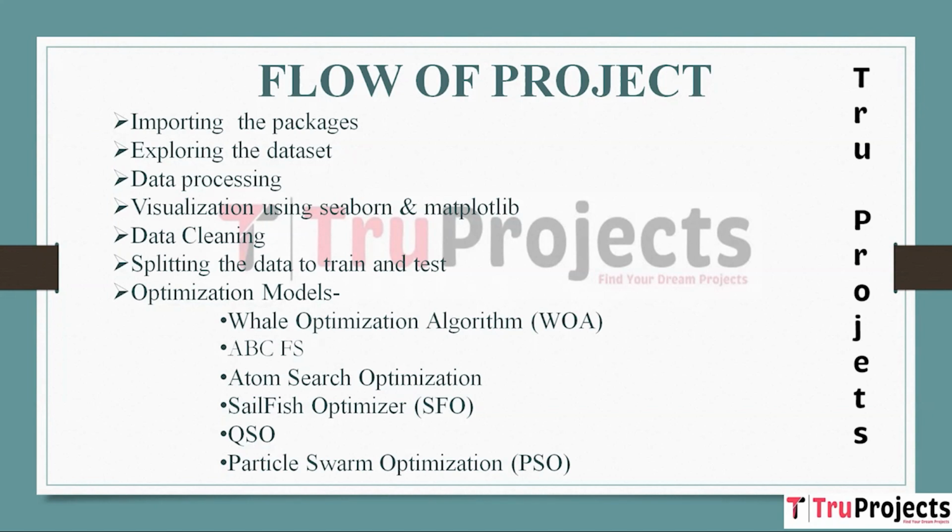SFO, Sailfish Optimizer. SFO is inspired by the hunting behavior of sailfish in the ocean. It is a meta-heuristic algorithm that aims to find the optimal solution by simulating the hunting and encircling behaviors of sailfish. In this project, SFO could be employed to optimize parameters relevant to student satisfaction assessment.